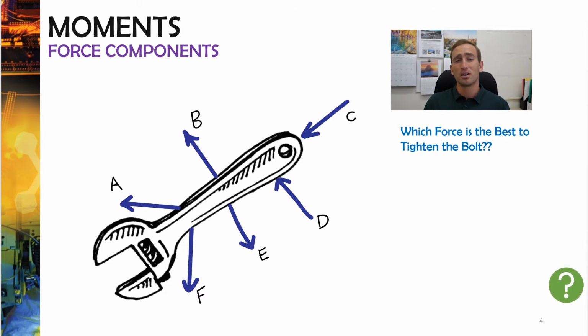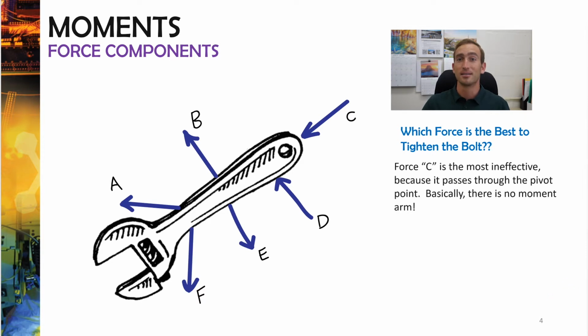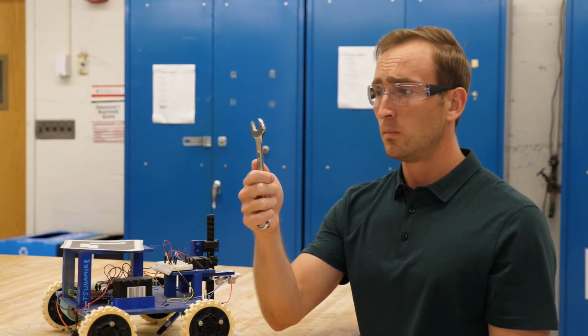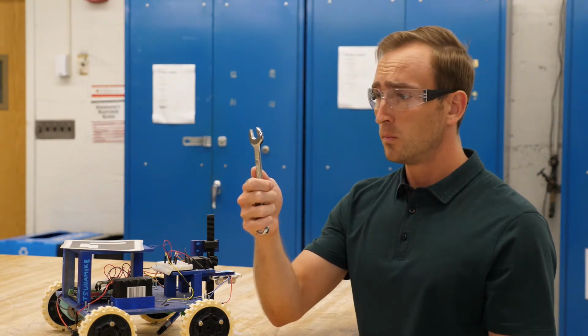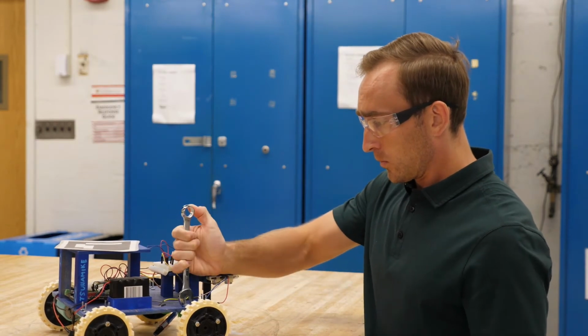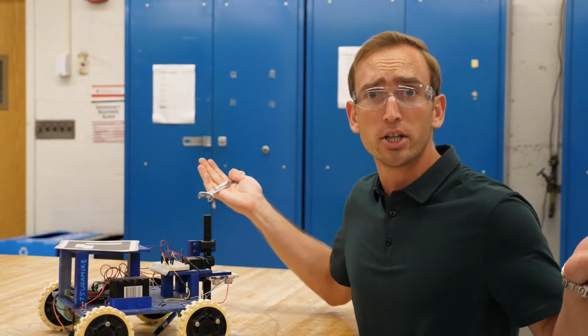Now, if we're asking ourselves what is the least effective force in this case, you guessed it, the answer is obviously C. If someone handed you a wrench and asked you to tighten a bolt, and you applied the force at C, chances are that person is not going to trust you to be an engineer ever. That is really, really not what you want to do. It's not tightening.